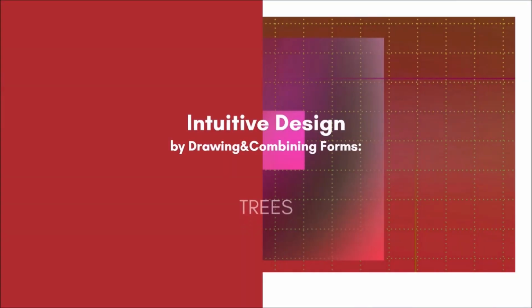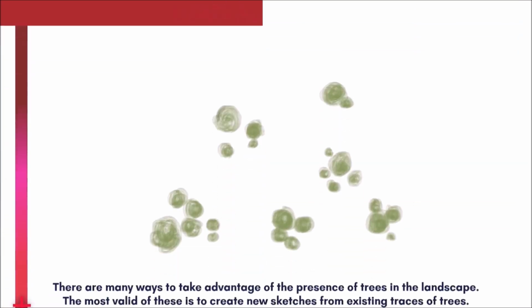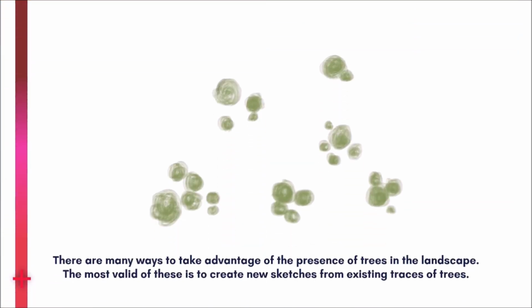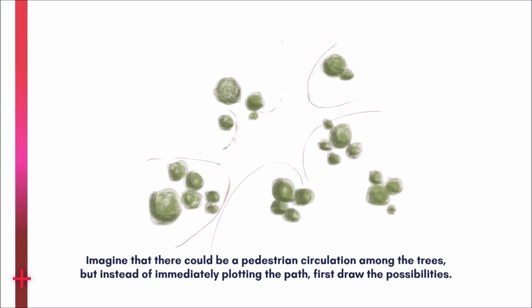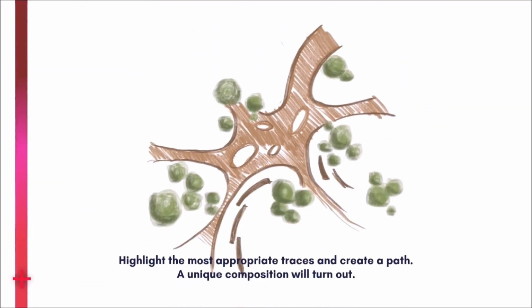Intuitive design by drawing and combining forms, trees. There are many ways to take advantage of the presence of trees in the landscape. The most valid of these is to create new sketches from existing traces of trees. Imagine that there could be a pedestrian circulation among the trees, but instead of immediately plotting the path, first draw the possibilities. Highlight the most appropriate traces and create a path.